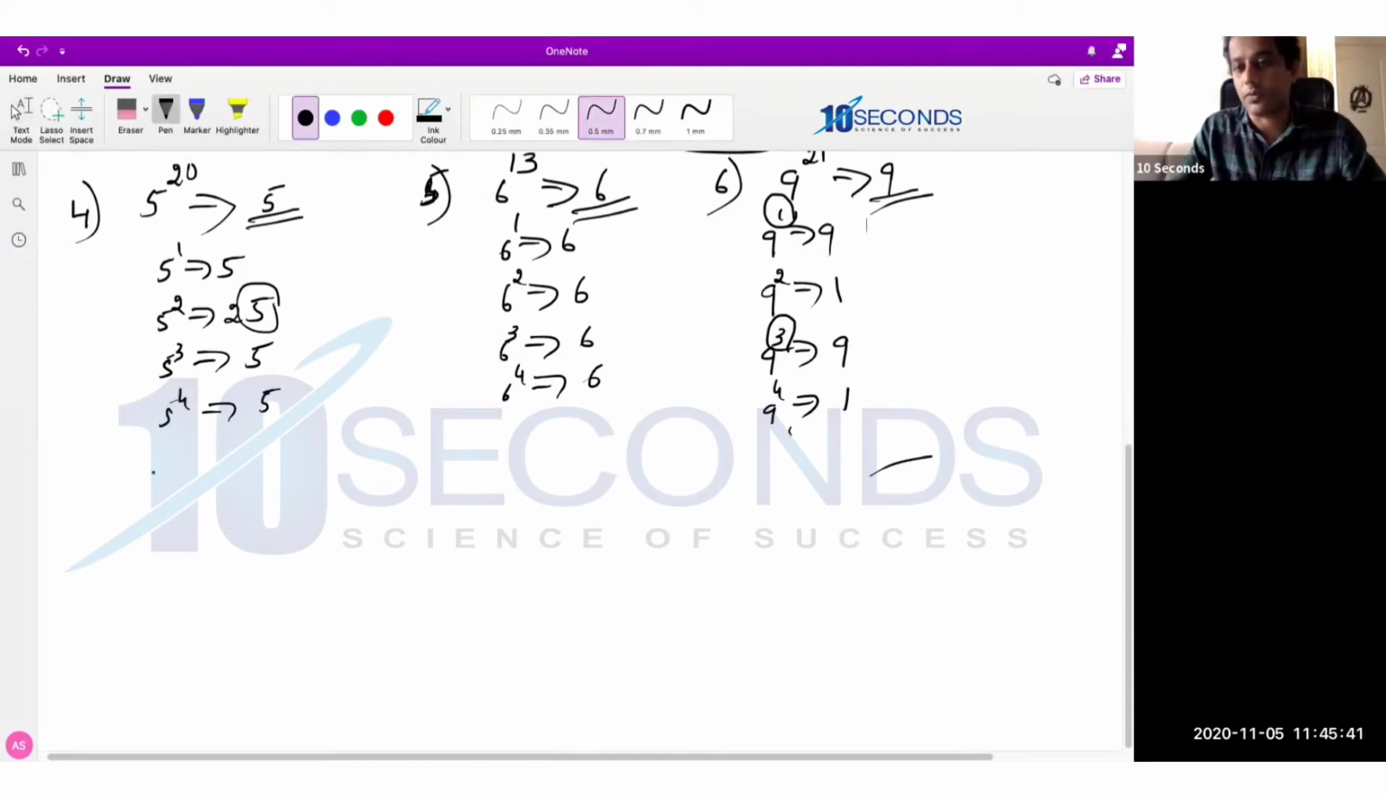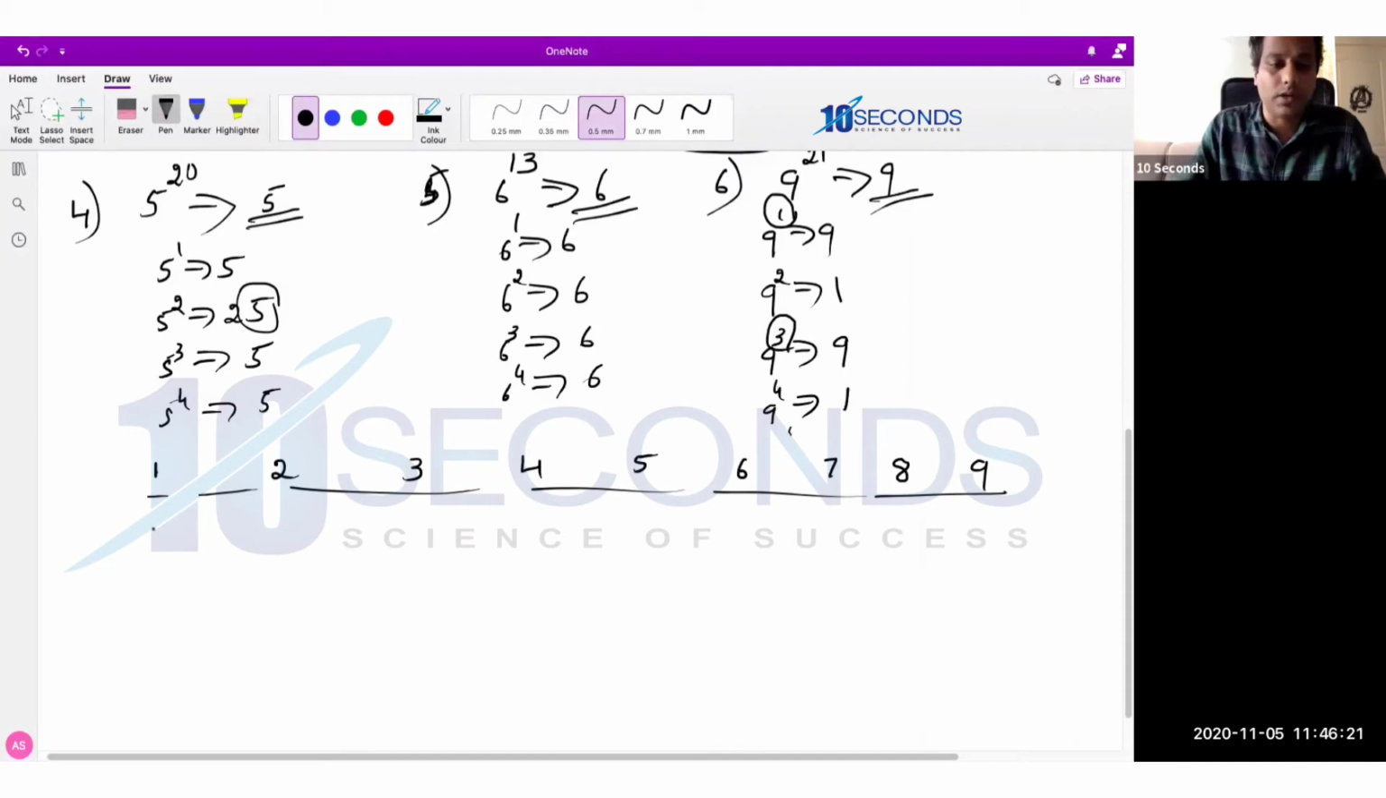So we'll start with 0. Required? No, 0 is always 0. We'll take 1. Is it required? No, 1 is always 1, but still we'll write it once. So 1 series, 2, 3, 4 we already discussed. Still I'm taking it. 5 we already discussed. 6, 7, 8, 9. 0 is not required because it is always 0. Okay, in this we already discussed 1, 4, 5, 6, but still we'll take those numbers again.